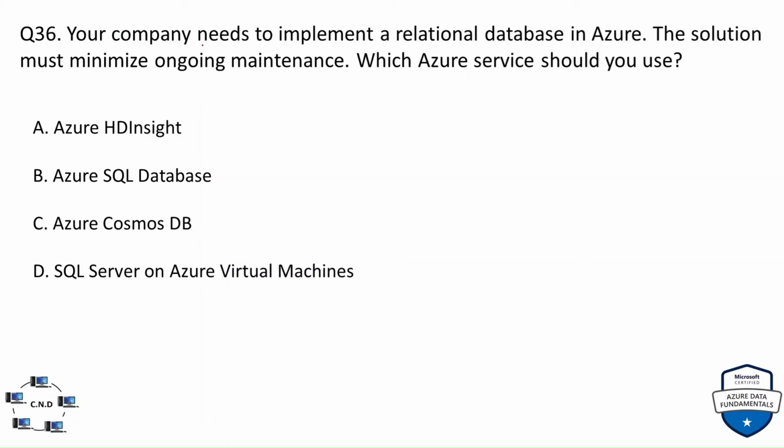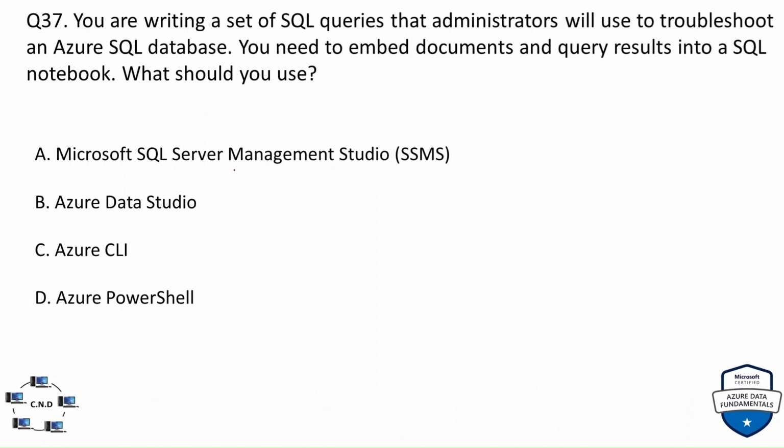Question number 36 is that your company needs to implement a relational database in Azure. The solution must minimize ongoing maintenance. What Azure service should you use? The options are A, Azure HDInsight, B, Azure SQL Database, C, Azure Cosmos DB, and D, SQL Server on Azure Virtual Machines. And the correct option is Azure SQL Database.